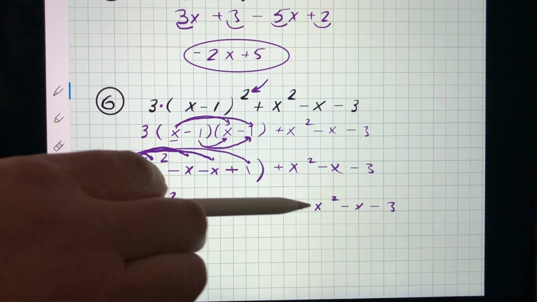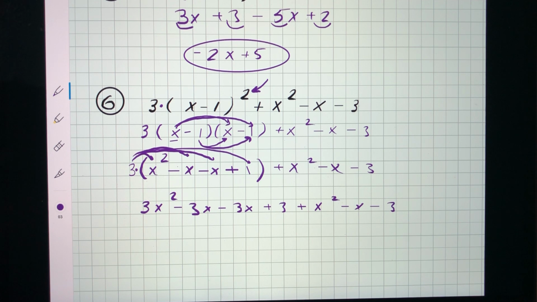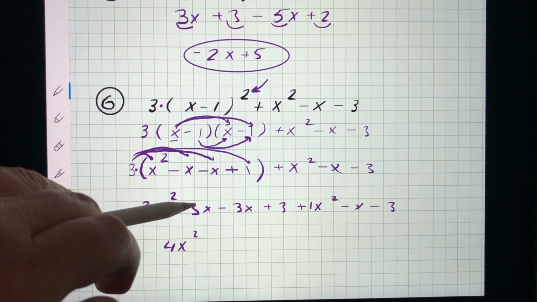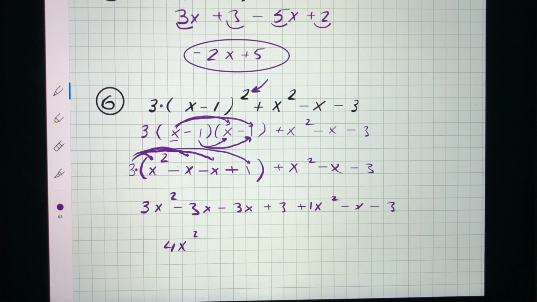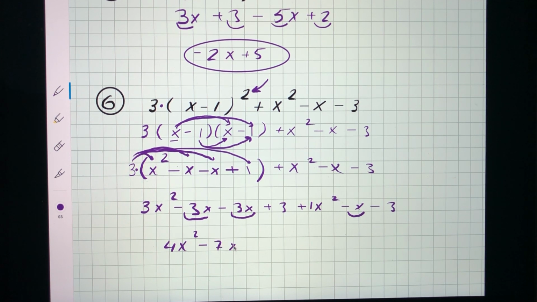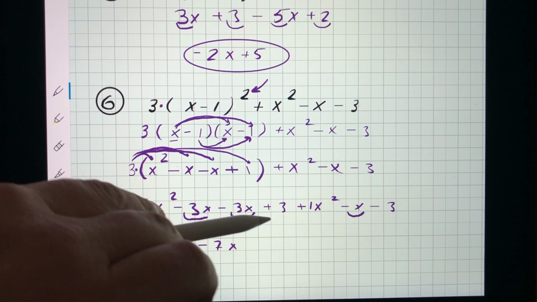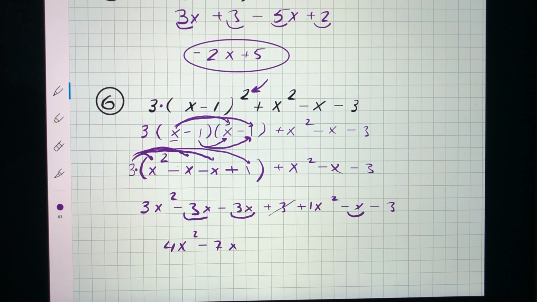The x squared with x squared, these are like terms, so we can combine those. 3 plus 1 will make 4x to the 2. Now the x's by themselves with the x's, minus 3 minus 3x minus 3x makes minus 6. Minus 1 more makes minus 7x. Finally, the numbers. Plus 3 minus 3 cancels off and there is no numbers left. So our final answer to example number 6 is 4x squared minus 7.